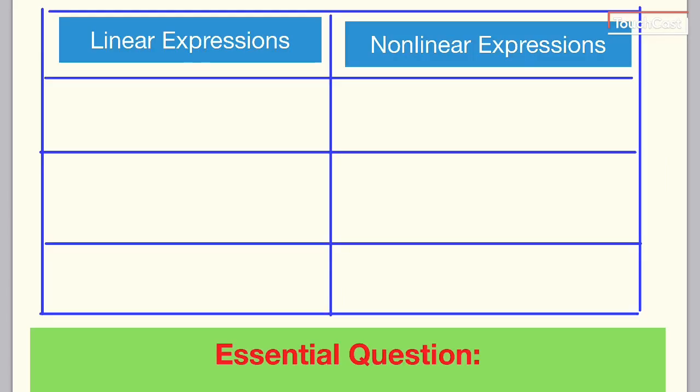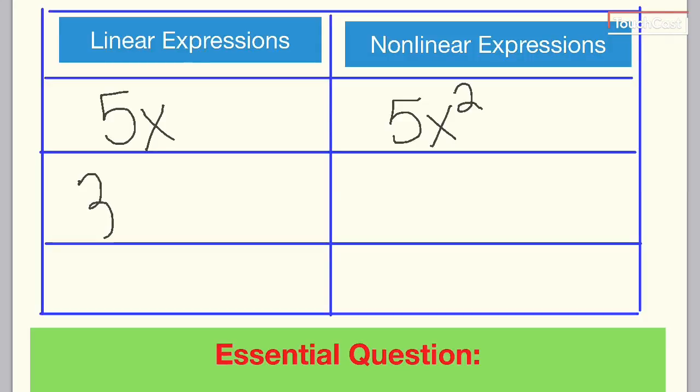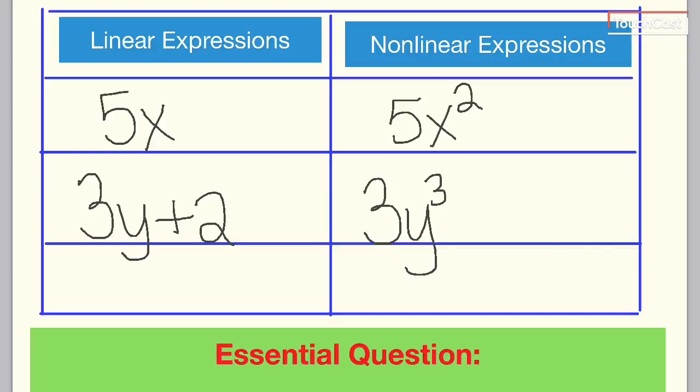Okay, so a linear expression could be something like 5x because the variable x is only to the first power. A nonlinear expression would be 5x squared. Another example of a linear expression would be 3y plus 2, again because the variable y is only to the first power. However, a nonlinear expression would be something like 3y to the third power plus 2.